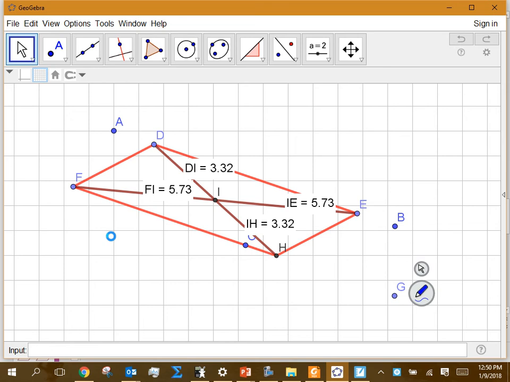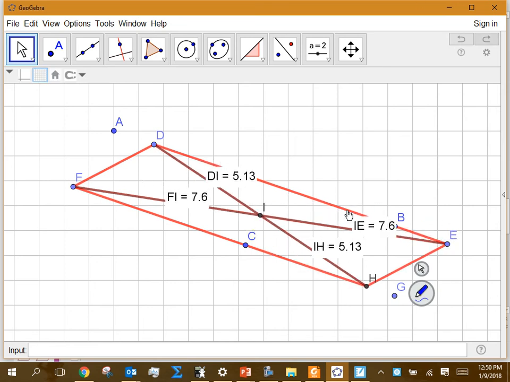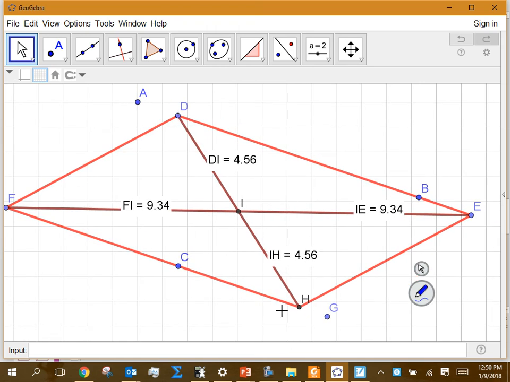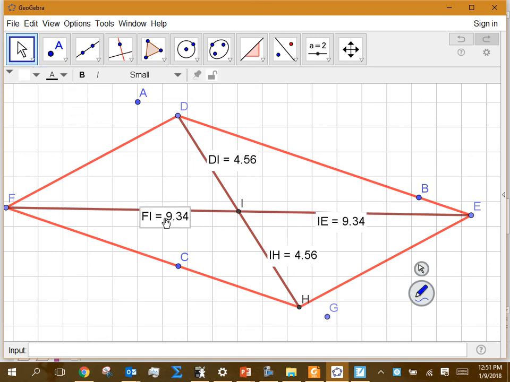But I asked it to come up with the diagonals. There we go. So D to H is one diagonal, and then F to E is another diagonal. And when they intersect, they create this point I. I asked GeoGebra to find the lengths from D to I and then from I to H. What do you notice about those two lengths for that parallelogram right there? They're what to one another? Guys, DI and IH, how do they relate to one another? They're the same, right? What about FI to IE? They're the same.